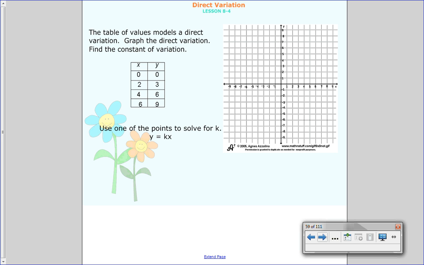Now we have this one. This table of values models a direct variation. Graph it, then find the constant. So I want you to do this one. Go ahead and graph it, and when you're all done, find out what k is. So go ahead, pause me now.